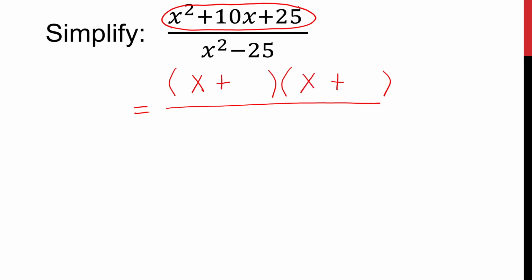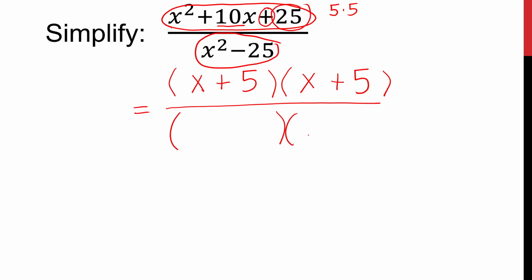Okay. Unsa may factors ni 25, inig-add kay 10? 5 og 5, sir. Very good. 5 times 5. So take note, if you factor 25, 5 times 5. When you add the factors, you will be getting the middle term, 10. So 5 times 5, atong gamiton. Mao nang x plus 5, x plus 5 for the numerator. What about the denominator?